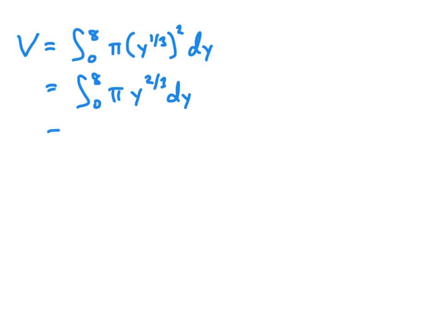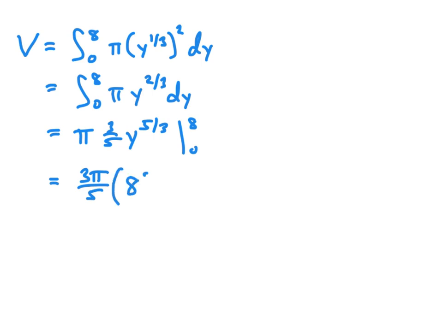So we find an antiderivative using the power rule. An antiderivative of y to the 2/3 will be y to the 5/3 multiplied by 3/5. And then we want to evaluate that from 0 to 8. So we can clean up these constants out front and get 3 pi over 5, and we want to compute 8 to the 5/3 minus 0 to the 5/3. Now, of course, 0 to the 5/3 will simply be 0.